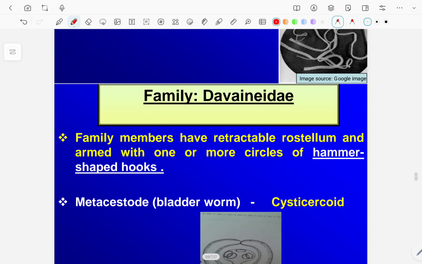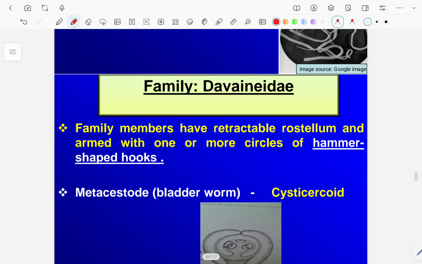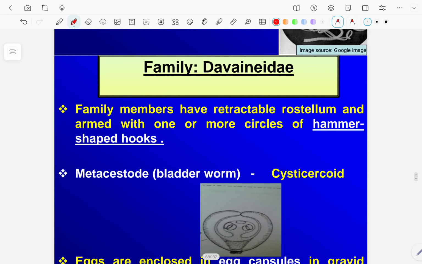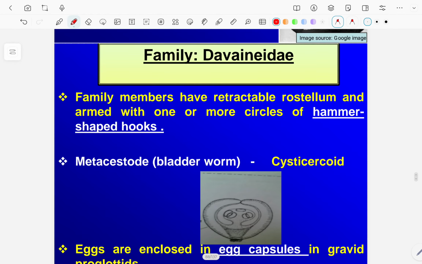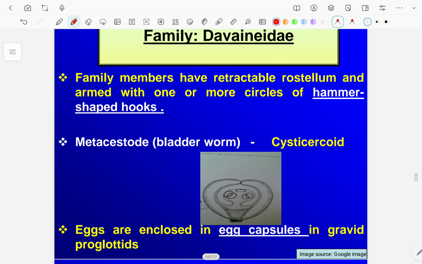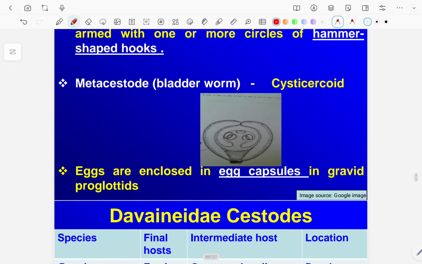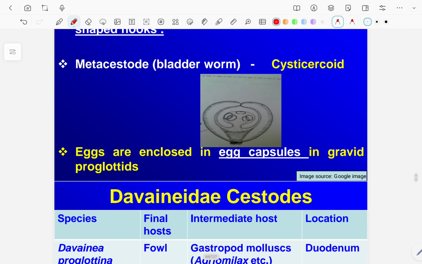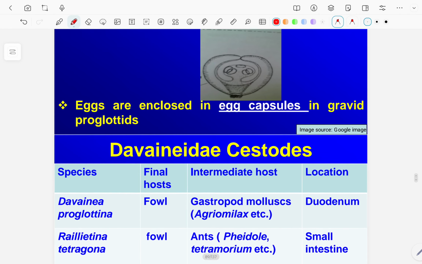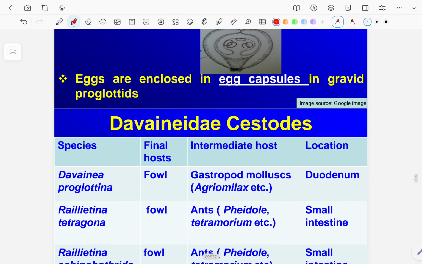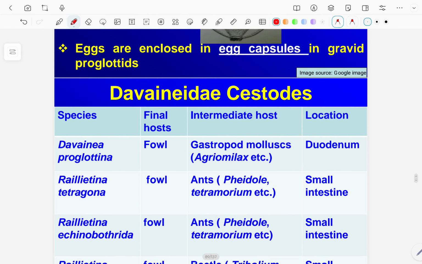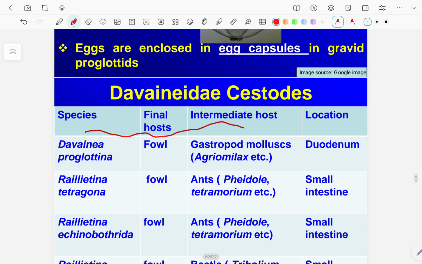Family members have a retractable rostrum armed with one or more circles of hammer-shaped hooks. Metacestode is a bladderworm, cysticercoid. Eggs are enclosed in a capsule in the gravid proglottid. Davaineidae cestodes: species, final host, intermediate host, location.